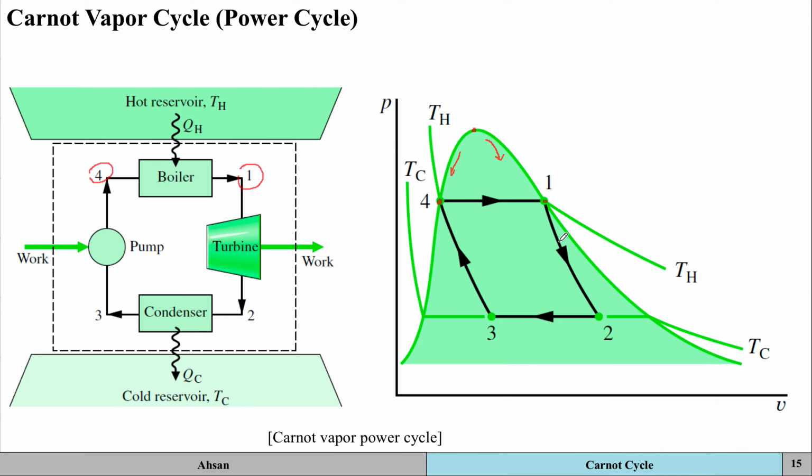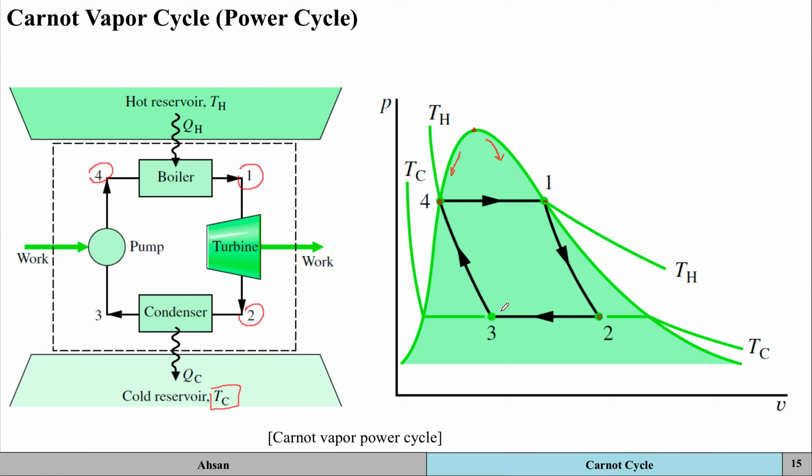And then from state 1 to 2, you've got the turbine, which is extracting work out of this steam, and then you're left with a liquid vapor mixture. So it drops inside this dome, and the temperature is decreasing here, the pressure is decreasing as well. So you get to state 2 here, and that is at temperature Tc, the lower temperature. So that's how you get to state 2.